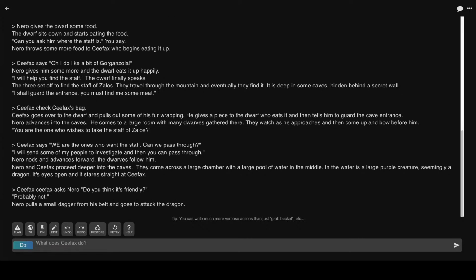Probably not. Nero pulls a small dagger from his belt and goes to attack the dragon. I know what I'm going to say here because I fear for Nero's life at this point. So I'm going to say Nero decides not to attack the dragon.